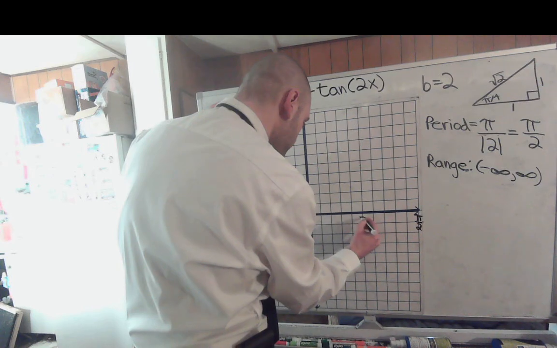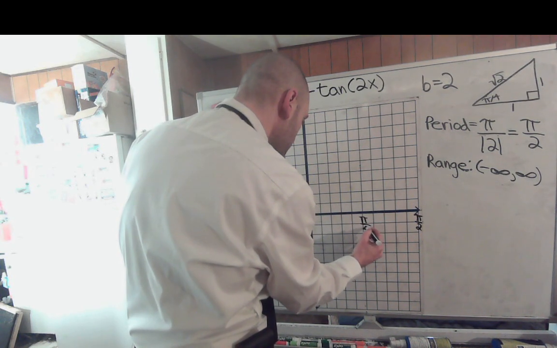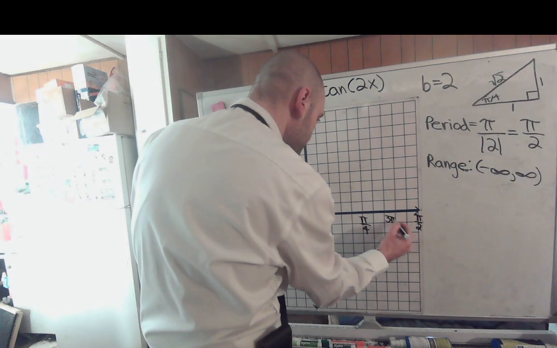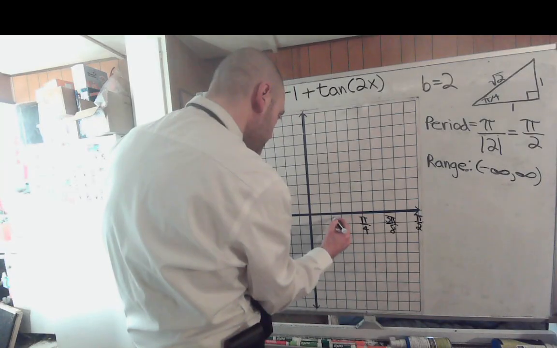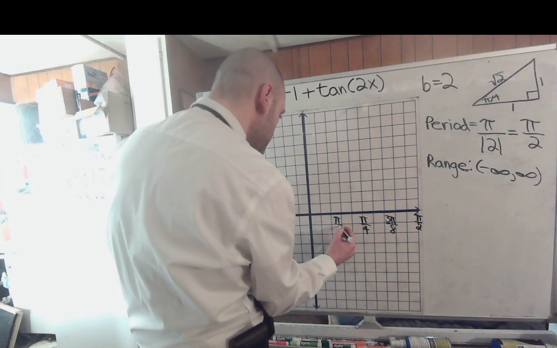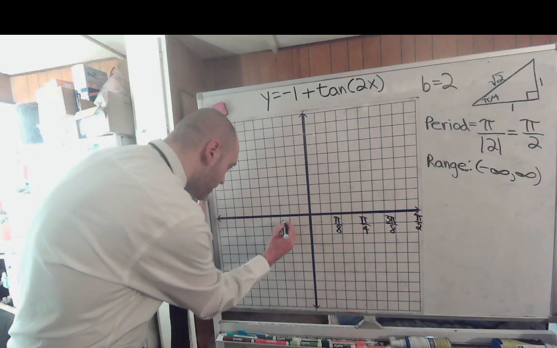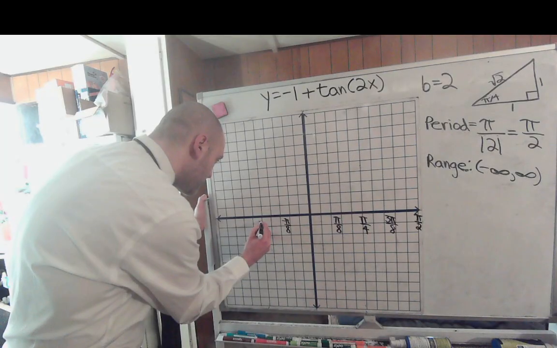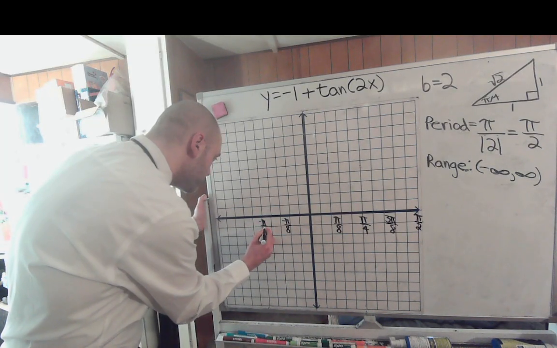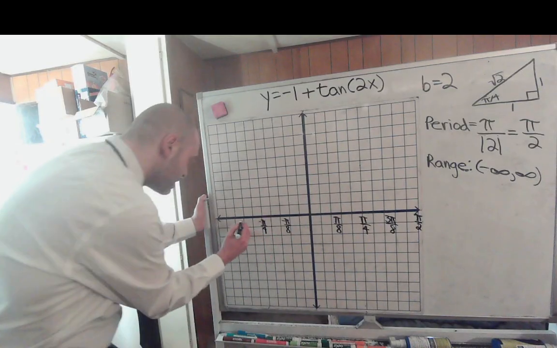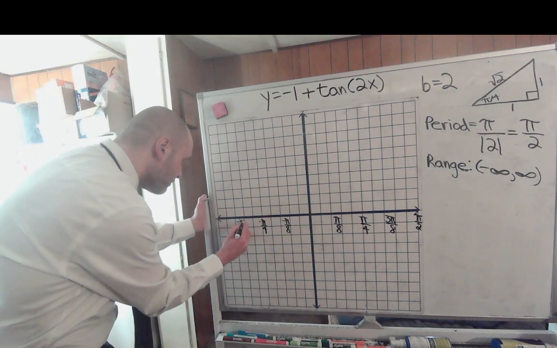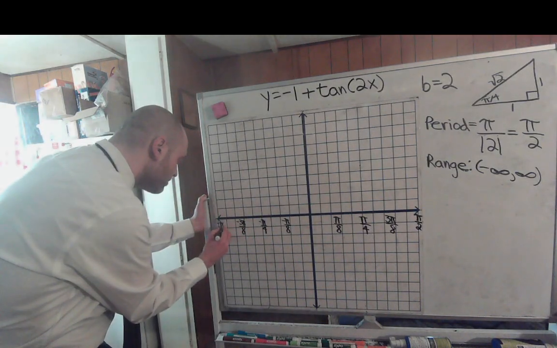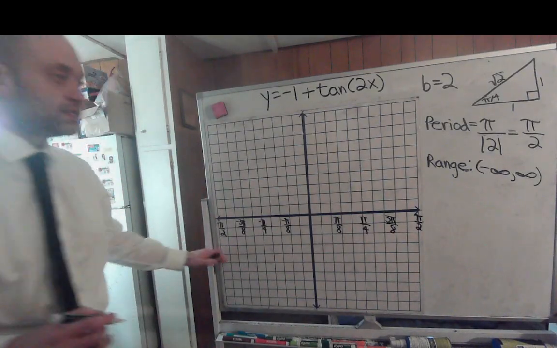There's pi over 4. Here's 3 pi over 8. In between there, here's pi over 8. So now I know which way I need to go in the negative direction. Negative pi over 4. Negative 3 pi over 8. Negative pi over 2. Alright, so I have two full periods.